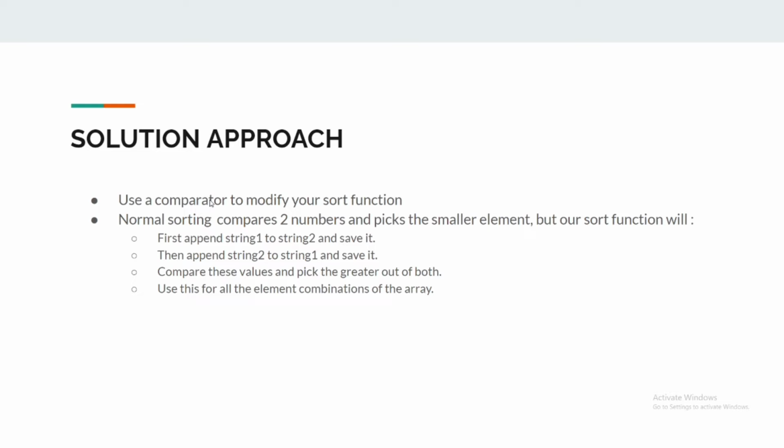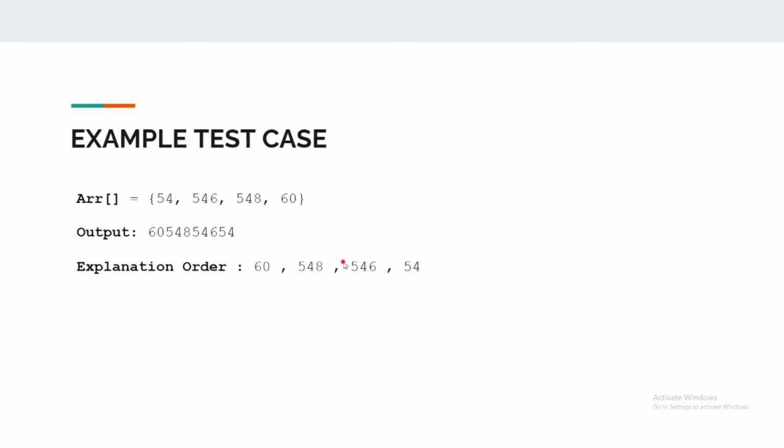So what we do is we use a comparator to modify our sort function. So a comparator is basically a function that helps us do sorting in a particular manner, right? So normal sorting compares two numbers and picks the smaller element, but our sort function will create two strings. First string, it will append string 1 to string 2 and save it, and then append string 2 to string 1 and save it.